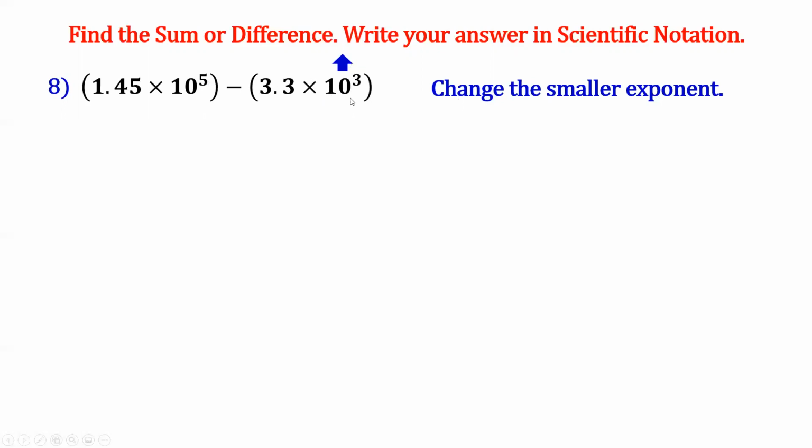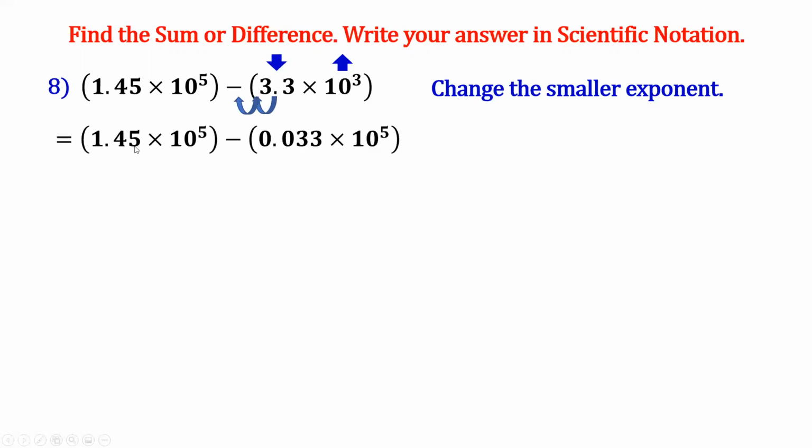So since I increased this side by 2, I need to decrease this side by 2. In other words, I need to move that decimal place 2 places to the left. So my problem will now look like 1.45 times 10 to the 5th minus, it's no longer 3.3, it's now 0.033. This is no longer 10 to the 3rd, it is now 10 to the 5th.